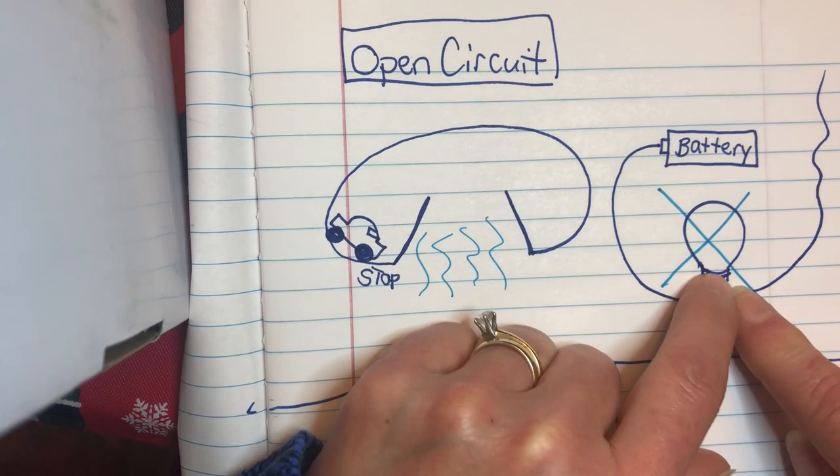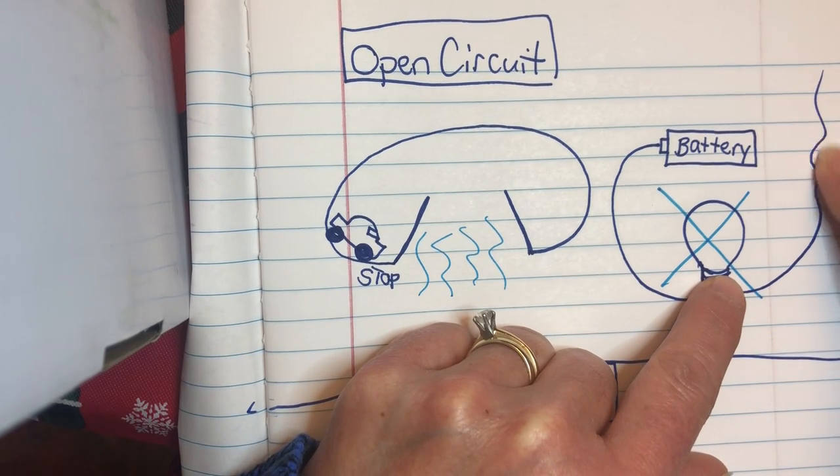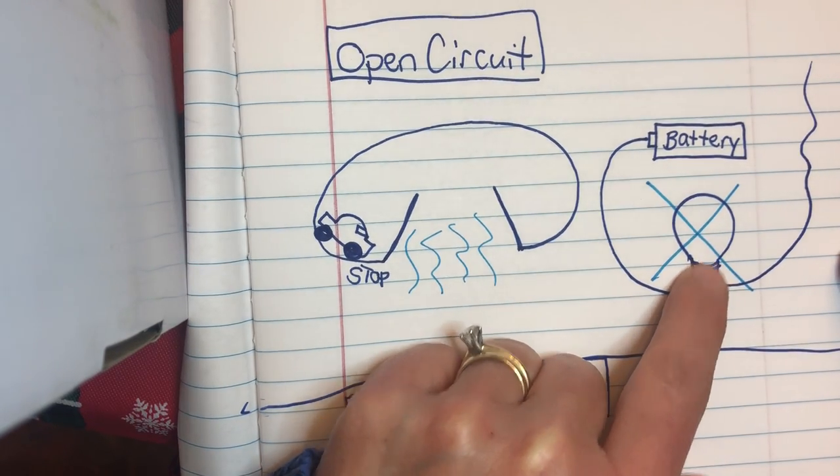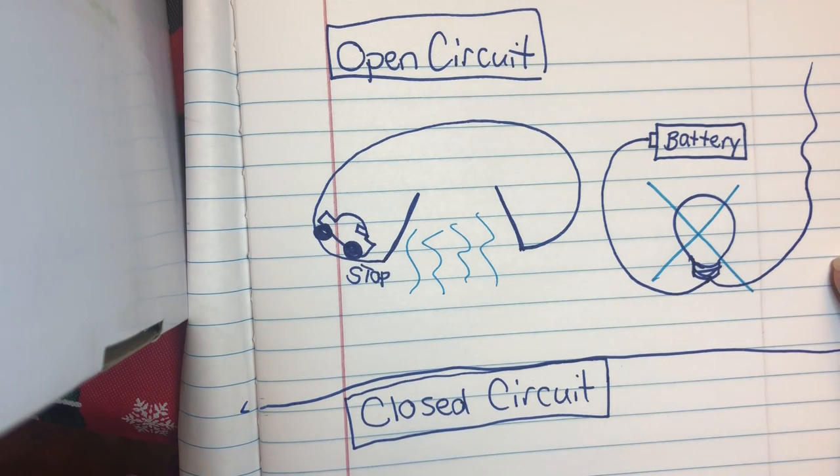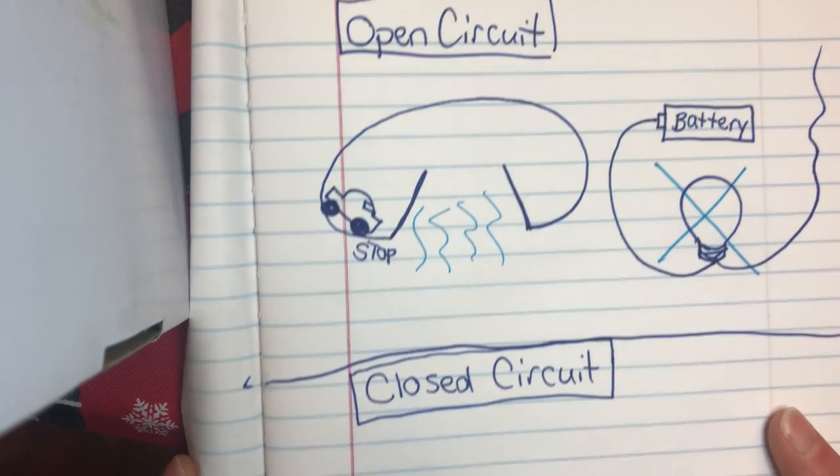Okay, so sometimes when we have an open circuit and our lights, or what we're trying to use, isn't working, sometimes there's a break in it, like here. Sometimes it's just a matter of flipping the switch. All right, let's draw a picture of a closed circuit.